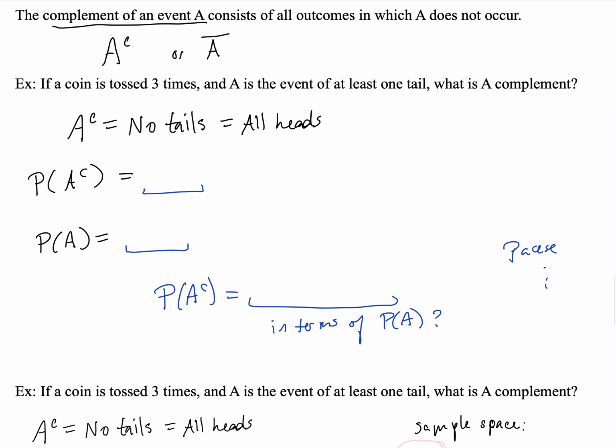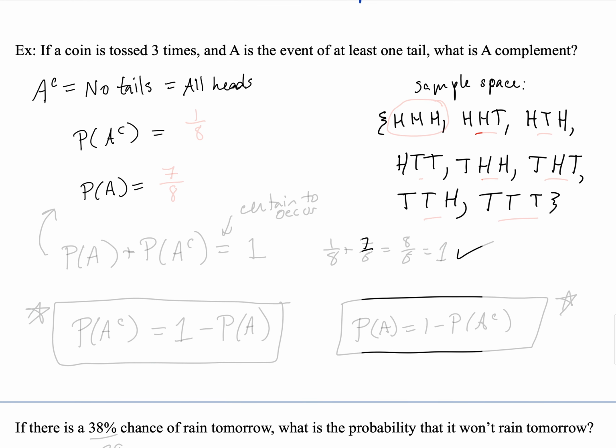Okay, so what is the probability of A complement? The probability of no tails, or all heads. Based on the sample space that we came up with before, there's only one simple event in which all of the tosses are heads, so that's 1 out of the 8 simple events. What's the probability of A? A was the event of at least one tail, and in all the remaining events, at least one of the tosses is tails. So 7 out of the 8 simple events have at least one tail.